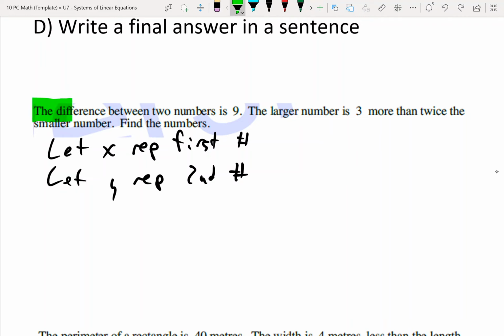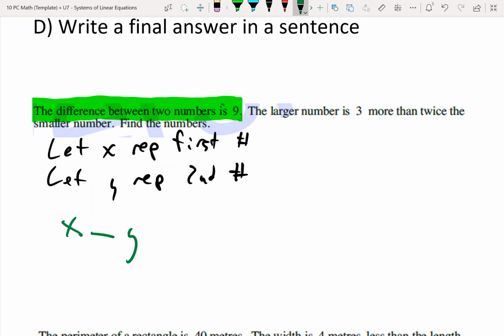So this first sentence, the difference between the two numbers is 9. That is an equation. So I'm going to write that. Difference means subtraction. So the difference between two numbers means x minus y. And then it says is, which means equals 9. The difference between x and y equals 9. Done. Now the second equation is going to come from this one. The larger number is 3 more than twice the smaller number.